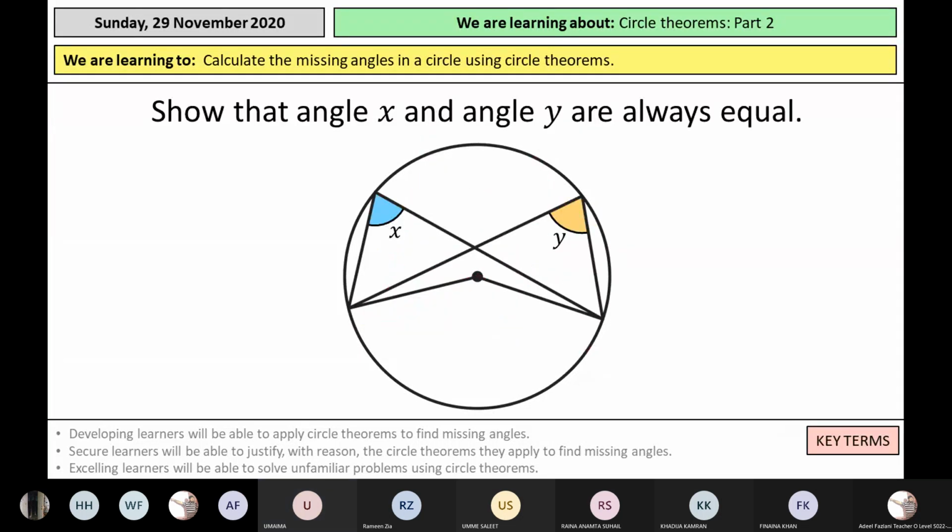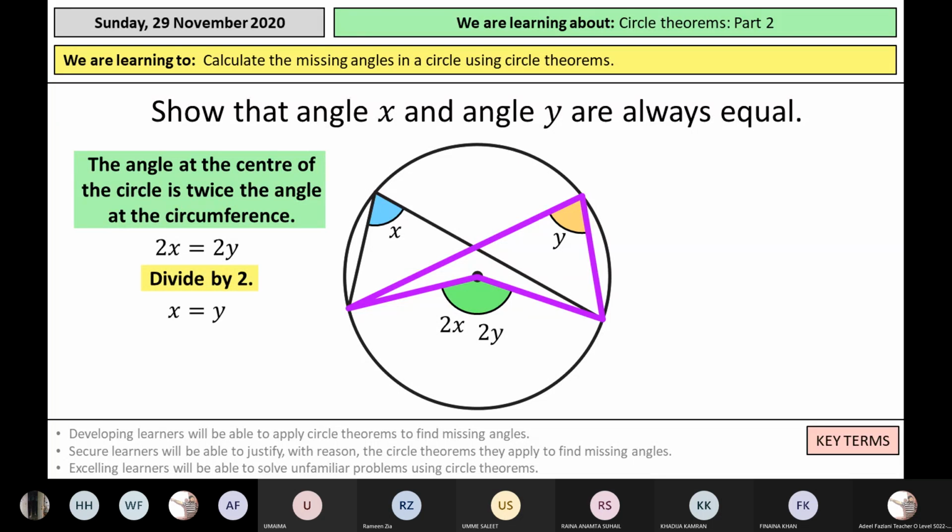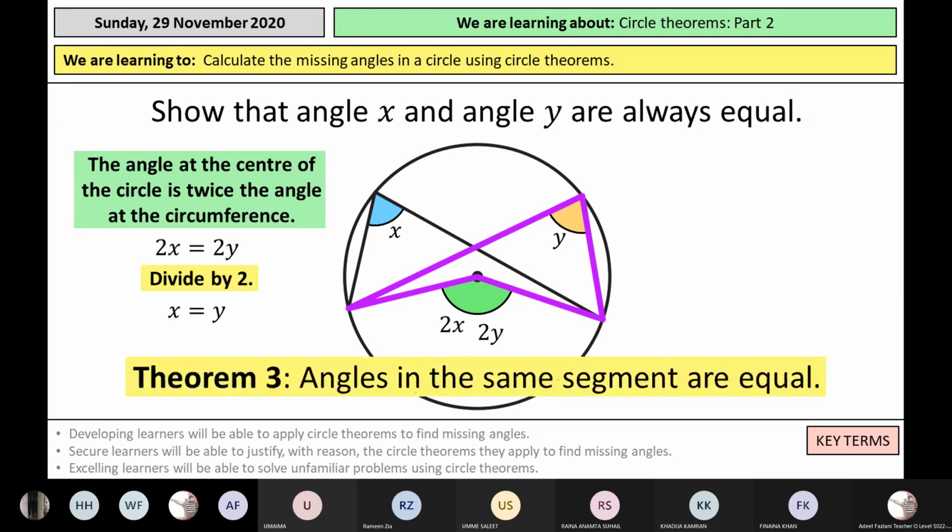Okay, show that the angles x and y are always equal. And this again, the angle at the center is twice the angle at the circumference. Similarly, you will find this is going to be 2y. So I can write it down: 2x is equal to 2y. I'm going to divide by the same thing. Now see, you need to understand that angles in the same segment are equal.